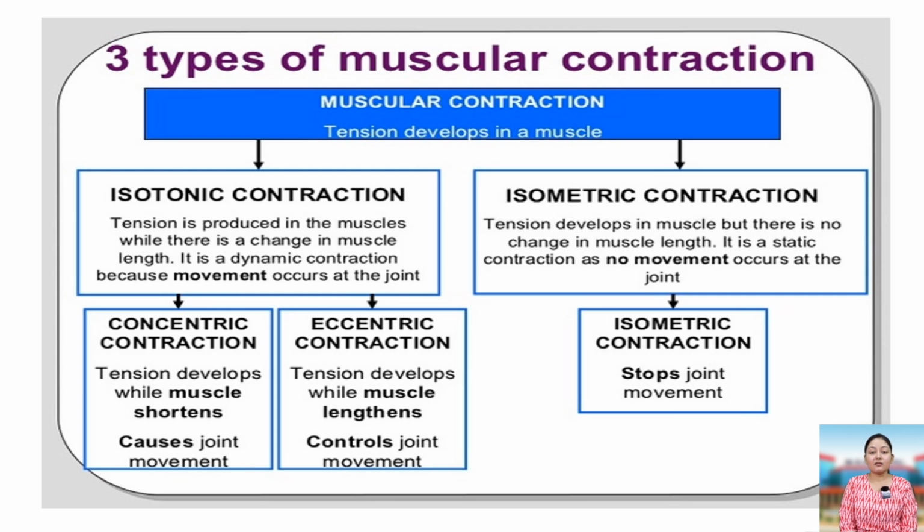Now next is isometric contraction. There is tension developed in the muscle, but there is no change in length. It is a static contraction as no movement occurs at the joint. There is no joint movement in isometric contraction. There is tension generated in the muscles only.